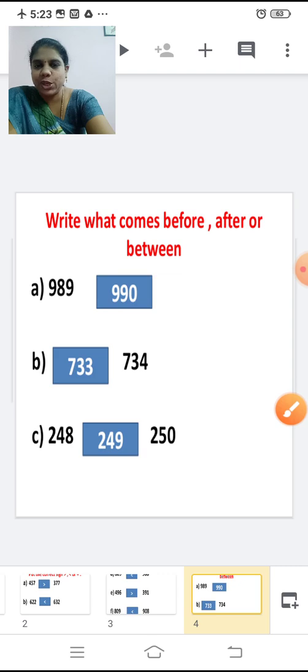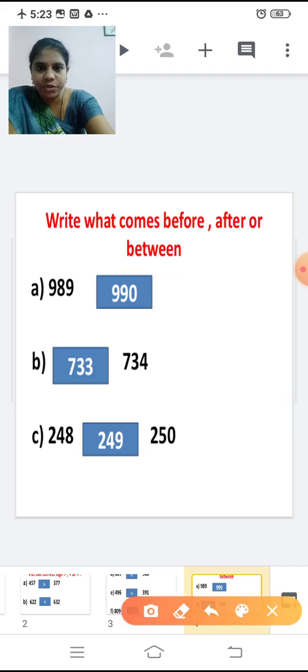Next, I think you all know this, right? We have more revision for this. Write what comes before, after and in between. We are going to write the before number, after number and the between number. Shall we see? How will you write before number?